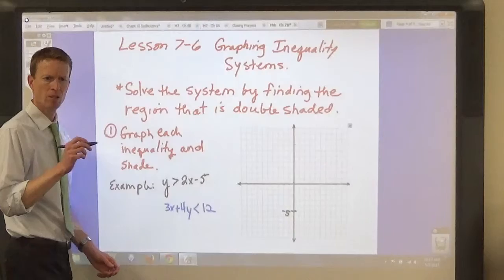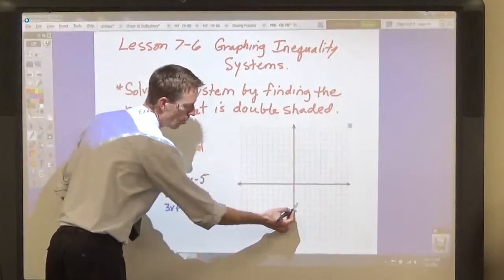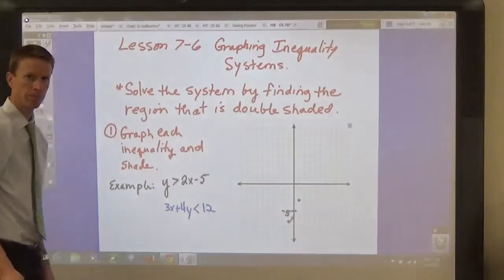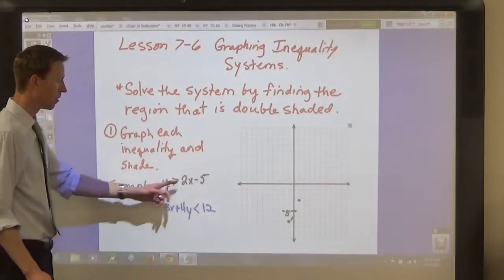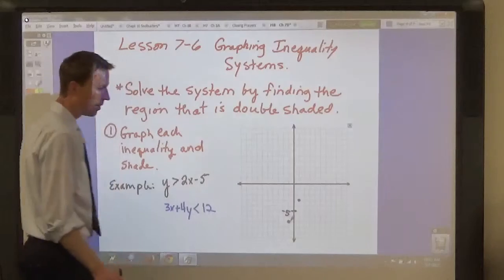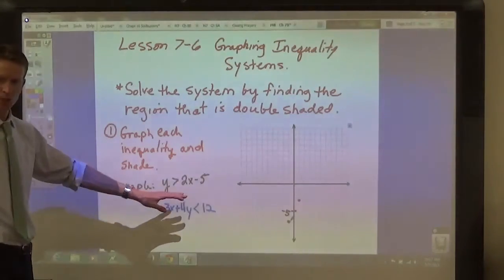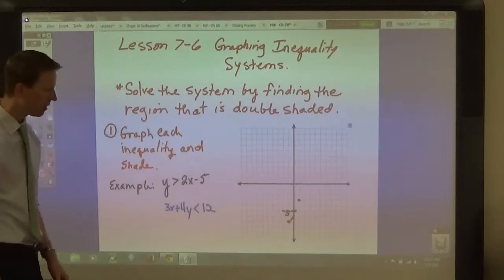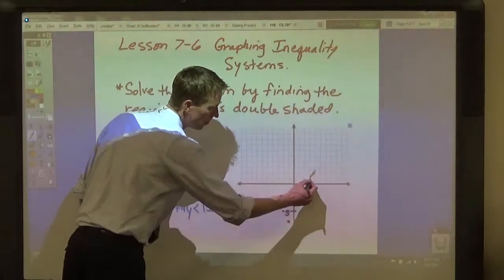So what are we doing? Up to the other one. Up 2 over 1. Or down to the left 1, right? Then, this is a positive slope. When we graph this line, we have to use a specific line. What kind of line? Dotted. A dotted line, a dashed line. Yep.